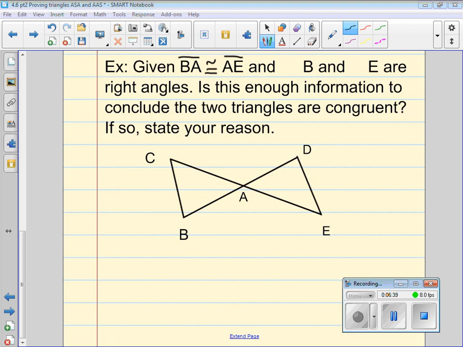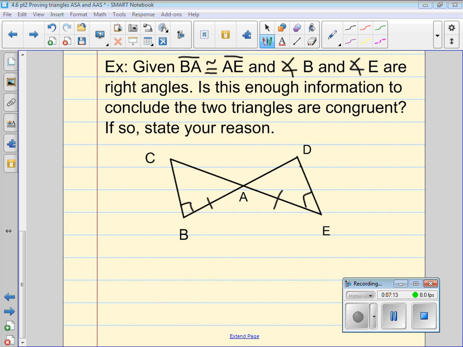Okay, given BA is congruent to AE, whoops, I gotta add something here. Okay, given BA is congruent to AE and angle B and angle E are right angles, is this enough information to conclude that the two triangles are congruent? If so, state your reason. Go ahead and put me on pause and see if you can think this through. The first step I would do is take the given information and mark my drawing. Then I'd start looking for any information that might be a freebie and then see if that's enough. Put me on pause.